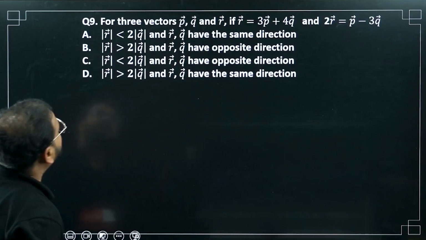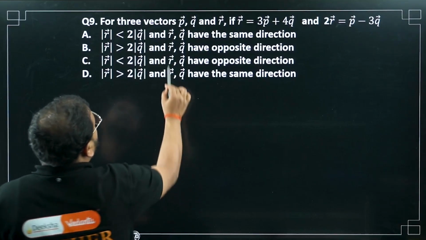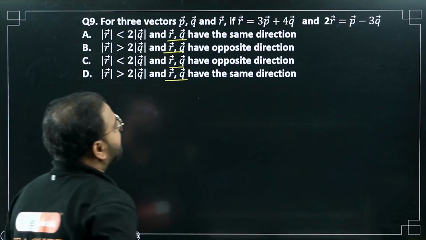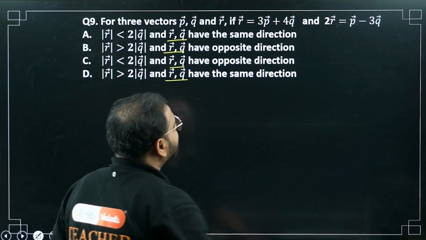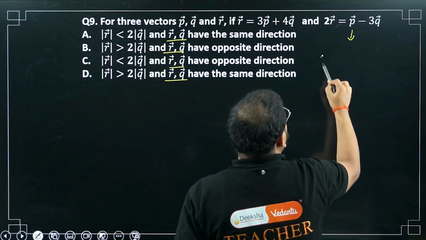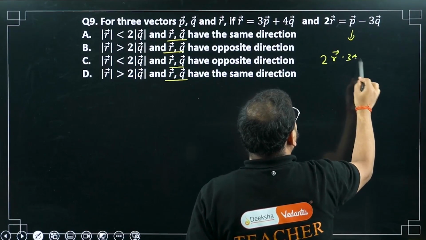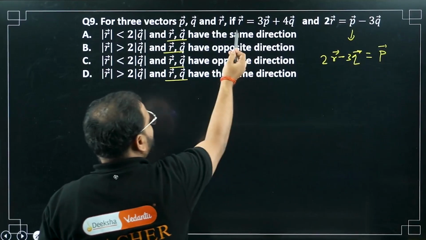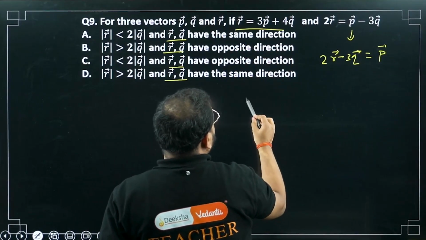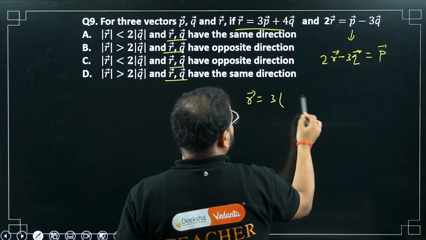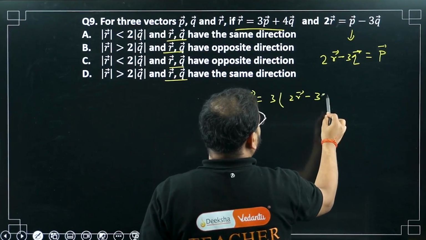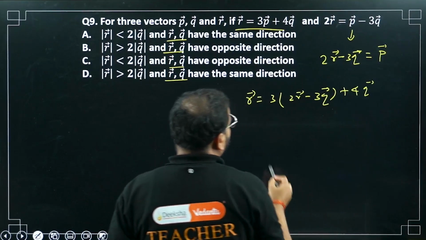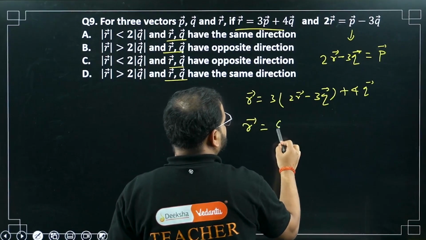What to do, sir? One thing: they have excluded the P, which means take out the P. They are asking for a relation only between R and Q. So take out the P, we can do it directly from here. Please check. Simple, right? 2R minus 3Q equals what? P, right? And put its value in this equation. So R vector equals 3 times of P. So 2R vector minus 3Q vector plus 4Q vector. Please check what I'm getting.